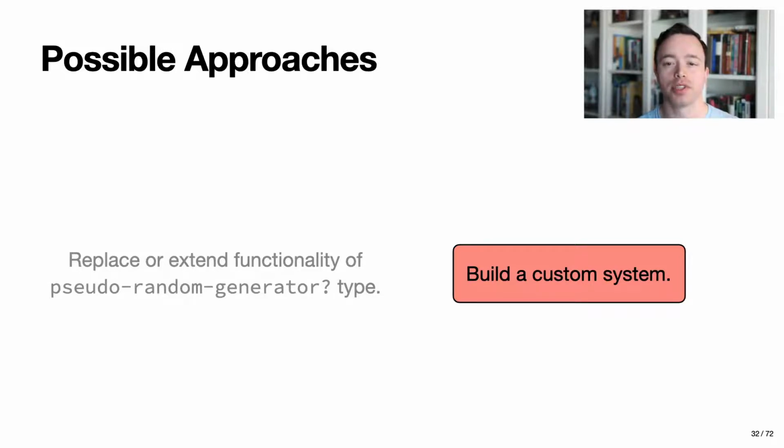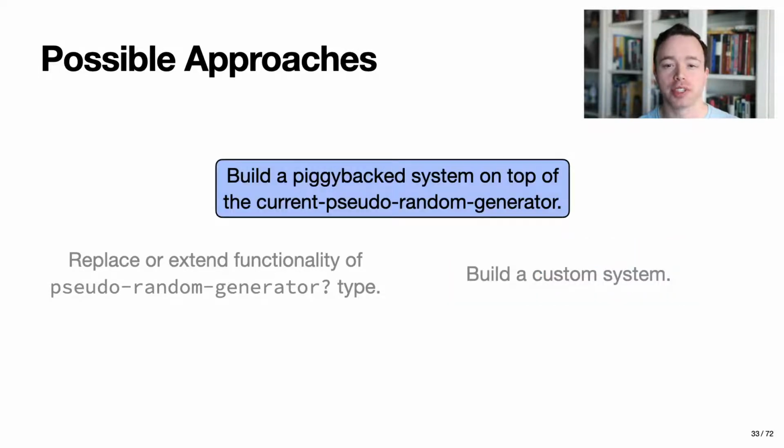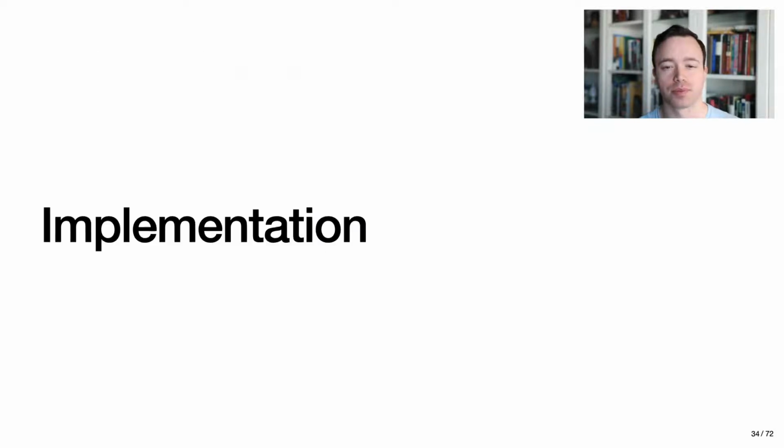We wanted to be able to use parametric randomness with other libraries that relied on Racket's built-in randomness functionalities. If we built a new custom system, we would have to essentially re-implement those libraries to use it. Neither system was going to work for us, so we settled on a hybrid approach. Build a new system that uses the current pseudorandom generator behind the scenes in such a way that existing libraries could benefit from it.